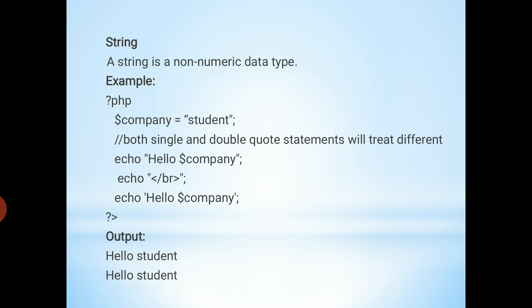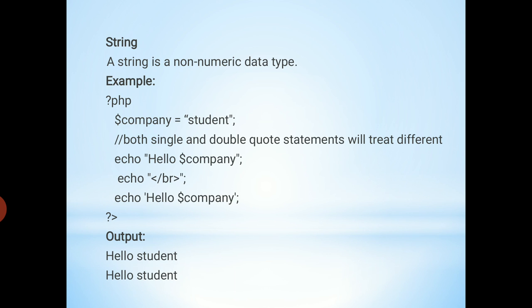Last scalar data type is string. A string is a sequence of characters. A string is a non-numeric data type. A string can be any text inside quotes. It holds letters or any alphabets, numbers and even special characters. Let's see the example of string.